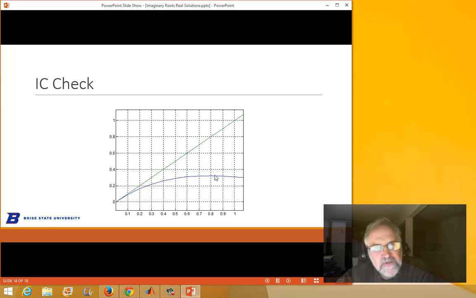Like I said, I scaled it differently, I zoomed in, so it looks different, but it's the same solution. See, it rises up to a little over 0.3 here at 3/4 of a second, same one. And sure enough, at time t equal to 0, that green line sure looks tangent to the blue line, which is the solution. So we have some pretty good confidence in that.